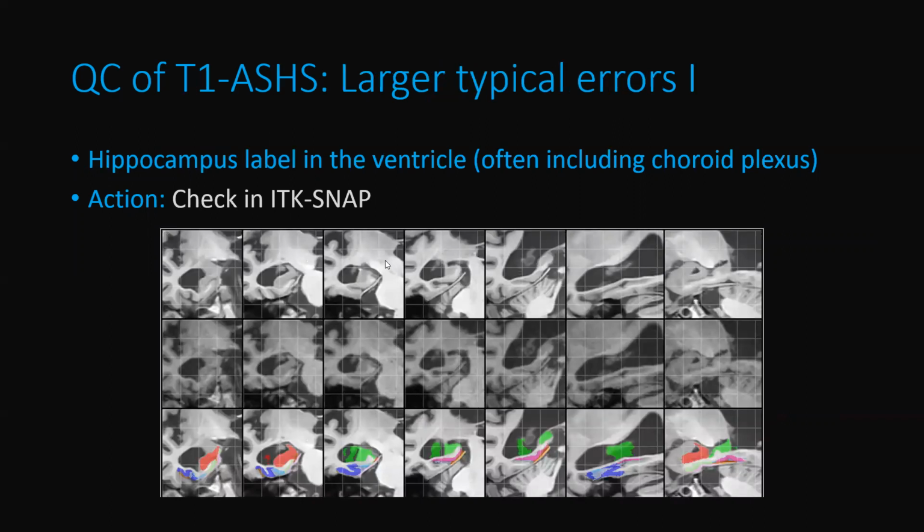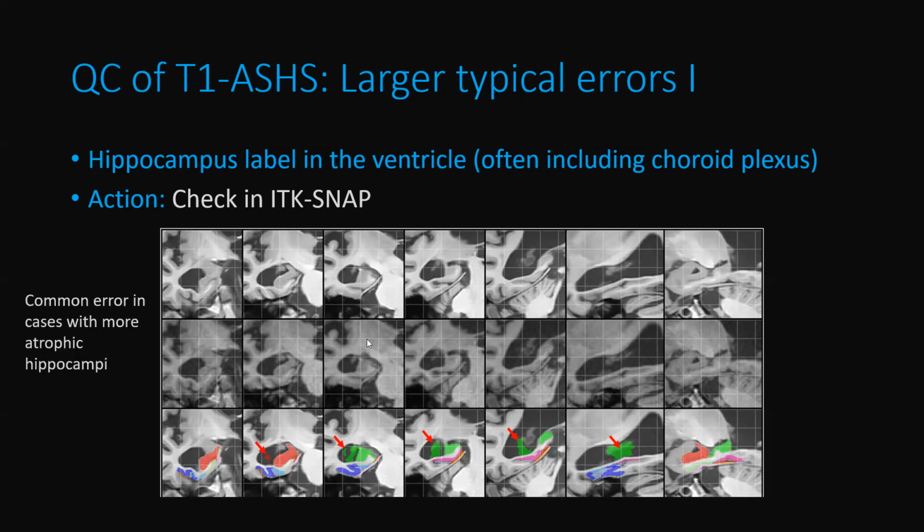Now I wanted to go over 3 typical errors that I've observed with T1-ASHS. The first one is the hippocampus label in the ventricle that you can see here with the red arrows. If you look in the top row, there's just ventricle. But in the bottom row, you can see there's a lot of hippocampus labeled there, and it often picks up a little bit of this grayish stuff in the CSF, and that's the choroid plexus.